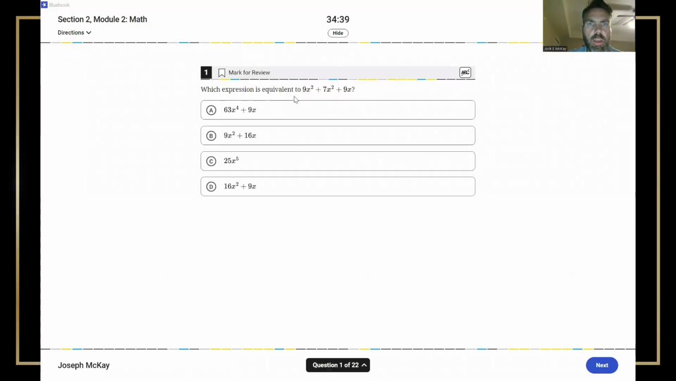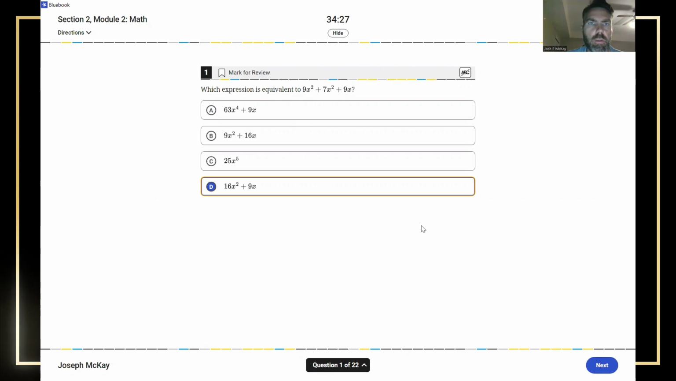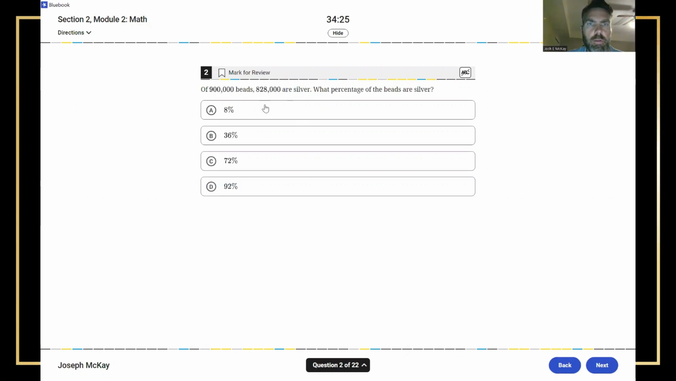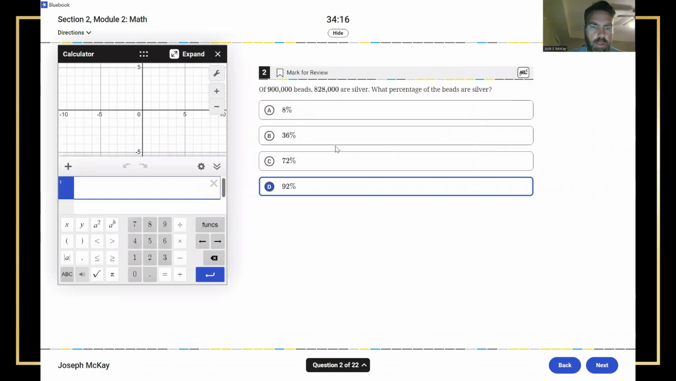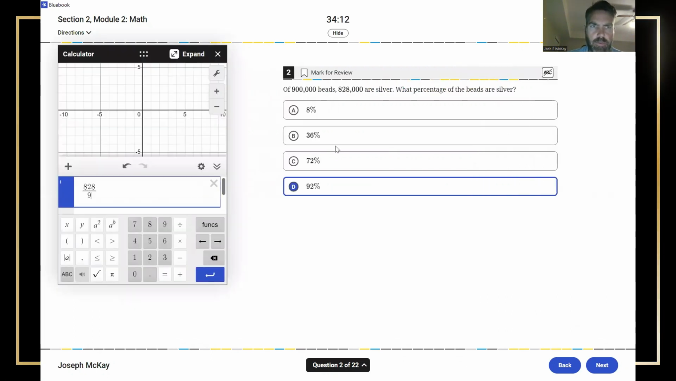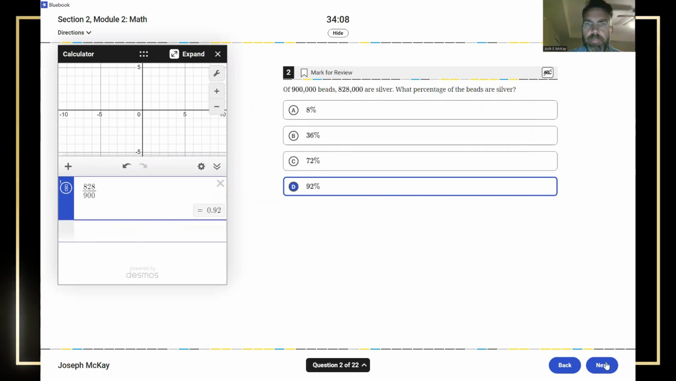Module 2. It looks like we probably had about 35 minutes to do this. Expression is equivalent to this. You're just going to add these two like terms right here. So that's this one. You just divide these right here. I would guess like 92%, but if you want to be careful here, you could do 828 divided by 900, which is 92%. You see that right there.